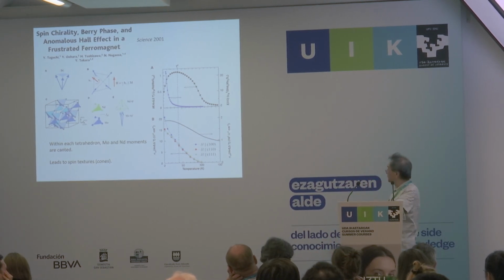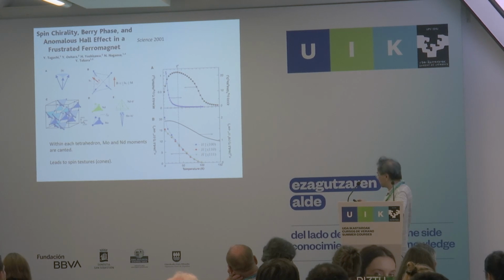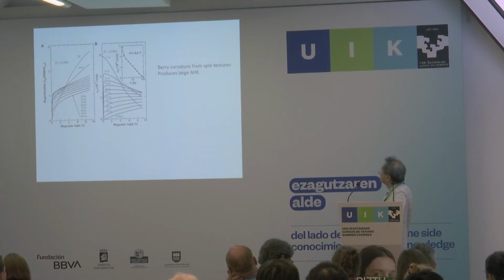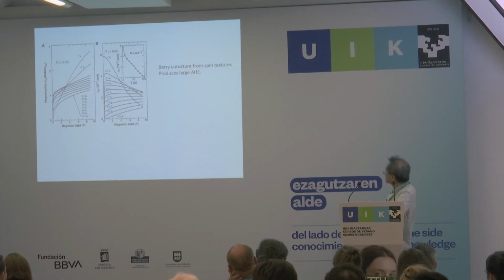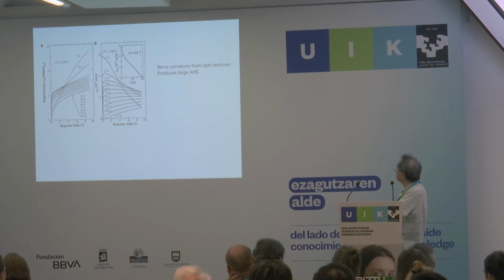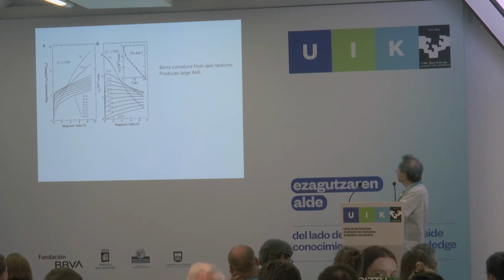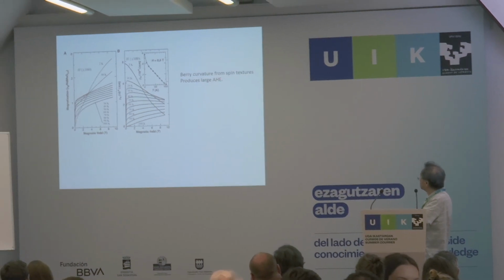But then, let me emphasize again, right? This is a spatially dependent Berry phase coming from spin texture. Yeah, I guess this is the actual measurement of the Hall signal interpreted in this way.